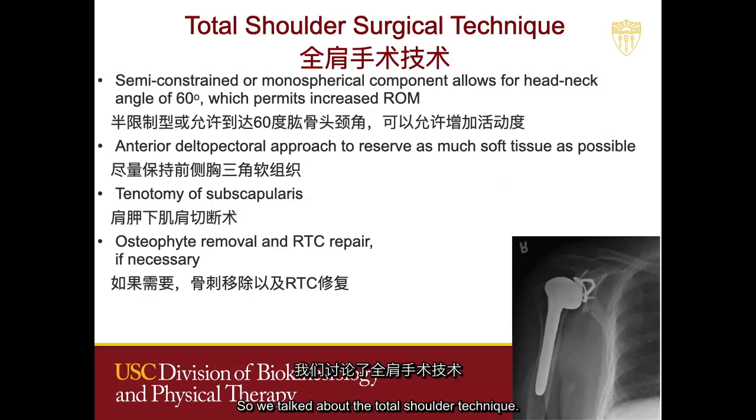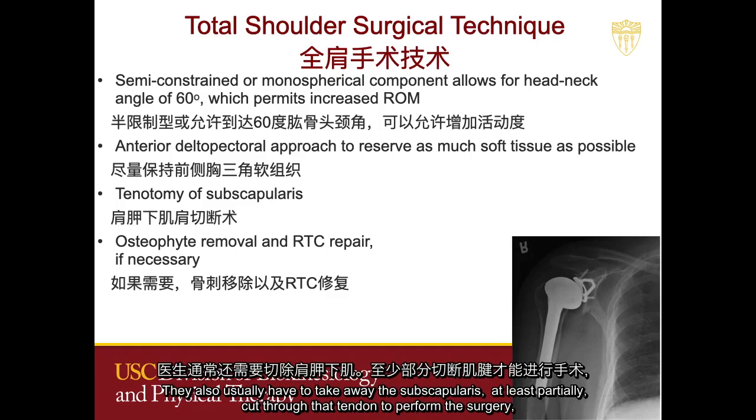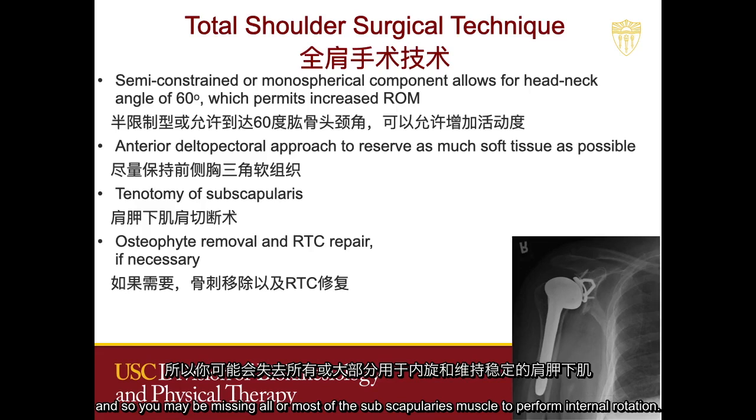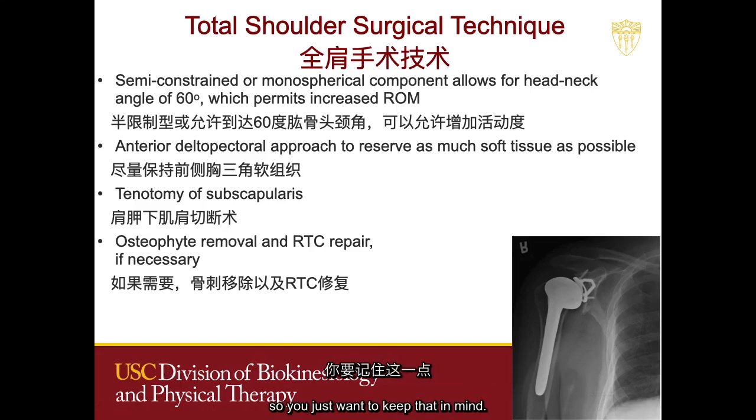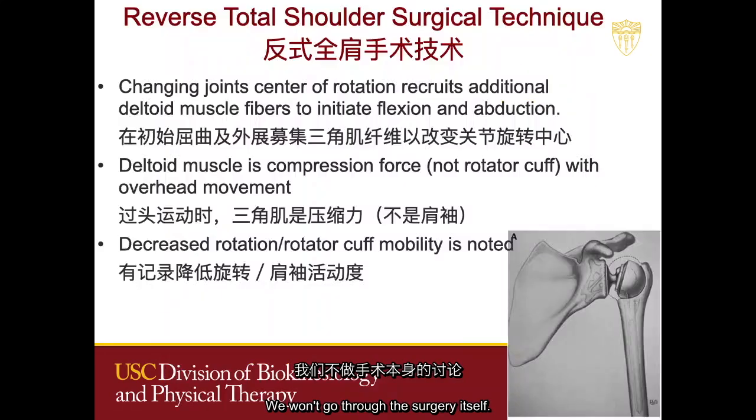So we talked about the total shoulder technique. I think the thing you want to be most aware of with the total shoulder is that they're coming anteriorly through the deltoid and pectoral muscles. They also usually have to take away the subscapularis, at least partially cut through that tendon to perform the surgery. And so you may be missing all or most of the subscapularis muscle to perform internal rotation, as well as just stability. So you just want to keep that in mind. We won't go through the surgery itself.